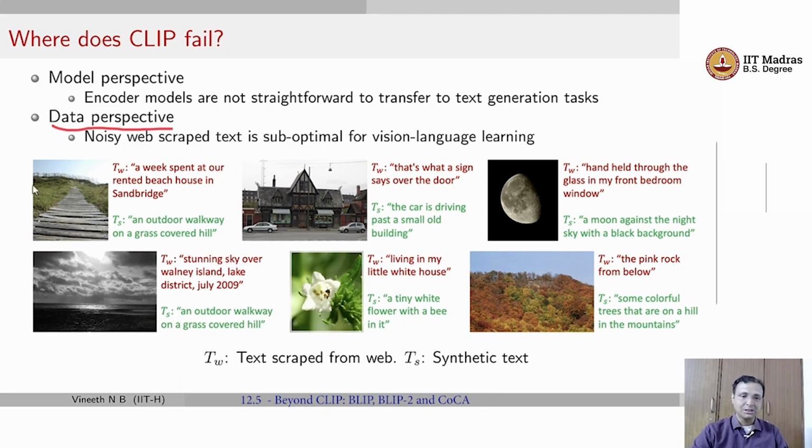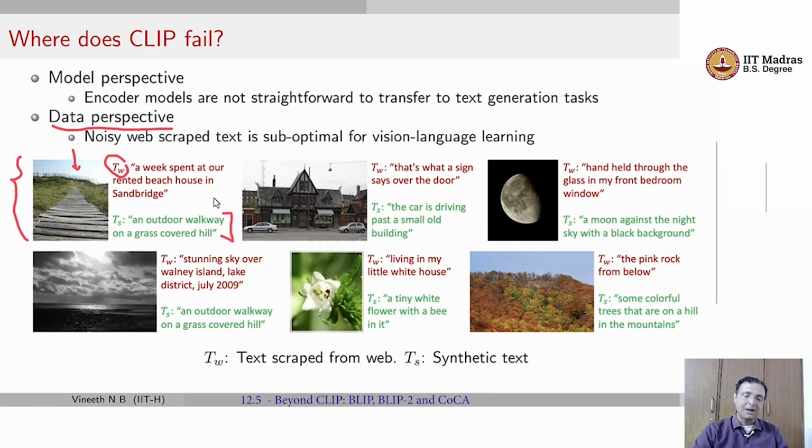Here are a few examples of web scraped text and generated text using a trained model that BLIP produces. If you notice, the web scrape text for such an image states, a week spent at our rented beach house in Sandbridge.